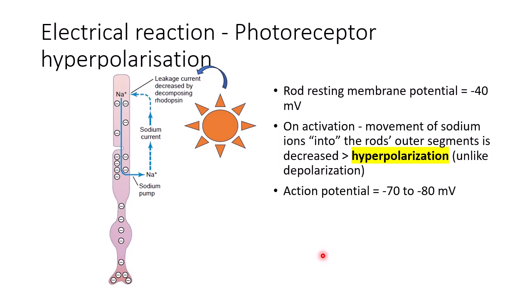All this is happening in the presence of light. The photochemical process has already happened. The rhodopsin has already been activated. And what does that rhodopsin do? It leads to activation. What is this activation in the form of? It is in the form of further decrease in the resting membrane potential, leading to hyperpolarization and generation of an action potential of minus 70 to minus 80 millivolts.